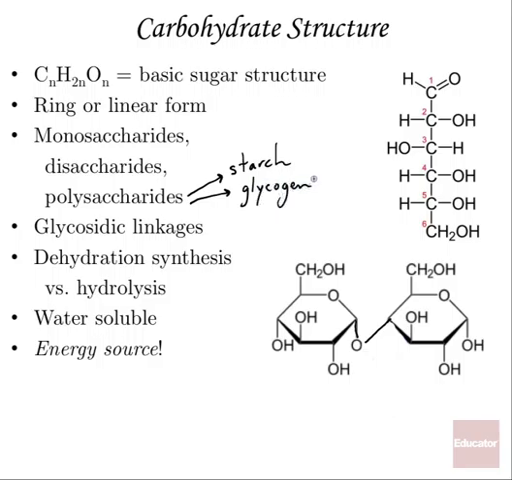Glycogen is how we store sugars in our liver and muscles. Starch and glycogen are both made of lots and lots of glucoses. It's just the way that the glucoses are bonded together is slightly different in terms of the way the glycosidic linkage looks.